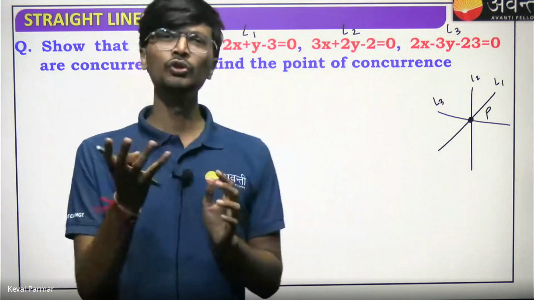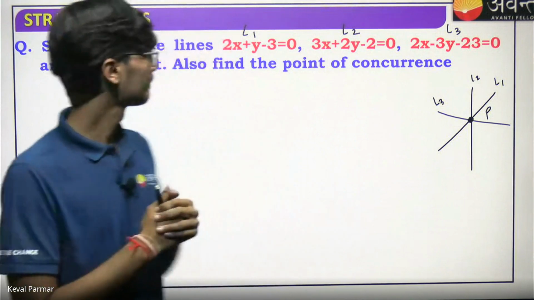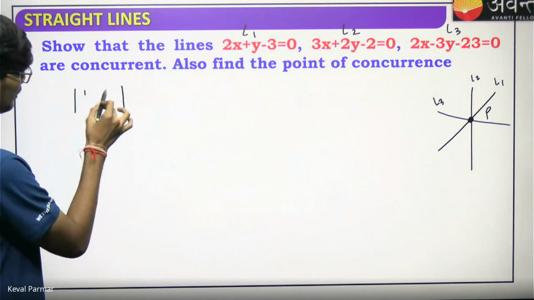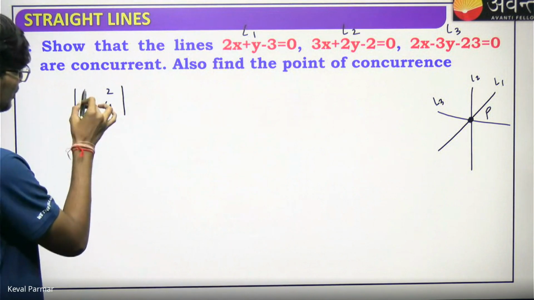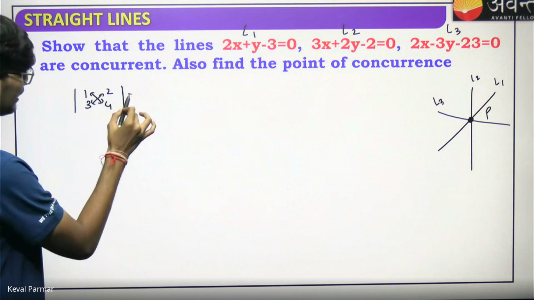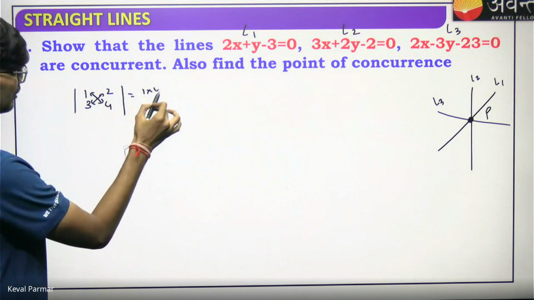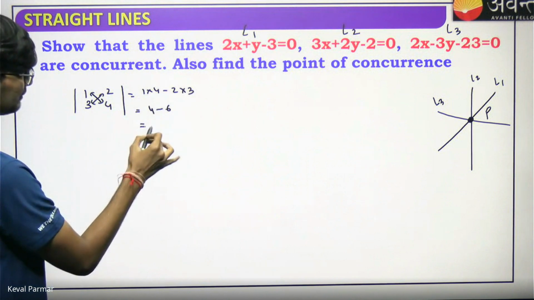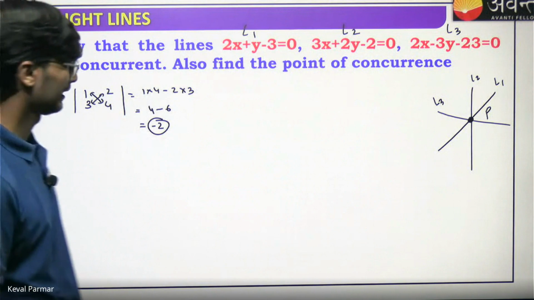I hope in school you have done a 2 cross 2 determinant. Let's say for example, I have the determinant 1, 2, 3, 4. Then you know how we find the value? We cross multiply. So I'll get 1 into 4 minus 2 into 3, which is 4 minus 6, which is minus 2. I hope you have done this, right?